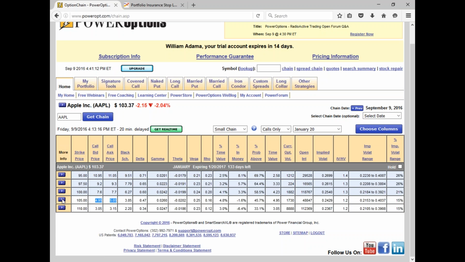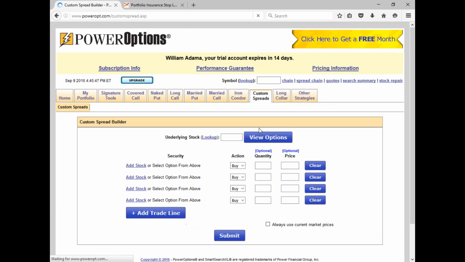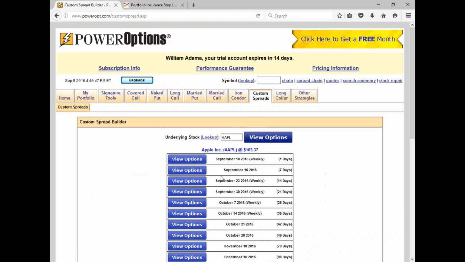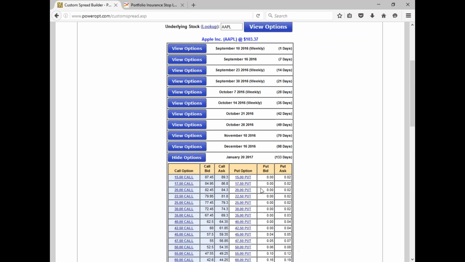Let's take a look. I'm going to go to the custom spread tool on Power Options real quick, and we're going to put in Apple, and we're going to look at that out of the money 105 call for January.